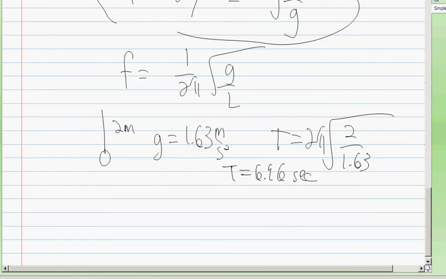The second part of the video will have to do with the physical pendulum, which is really similar.